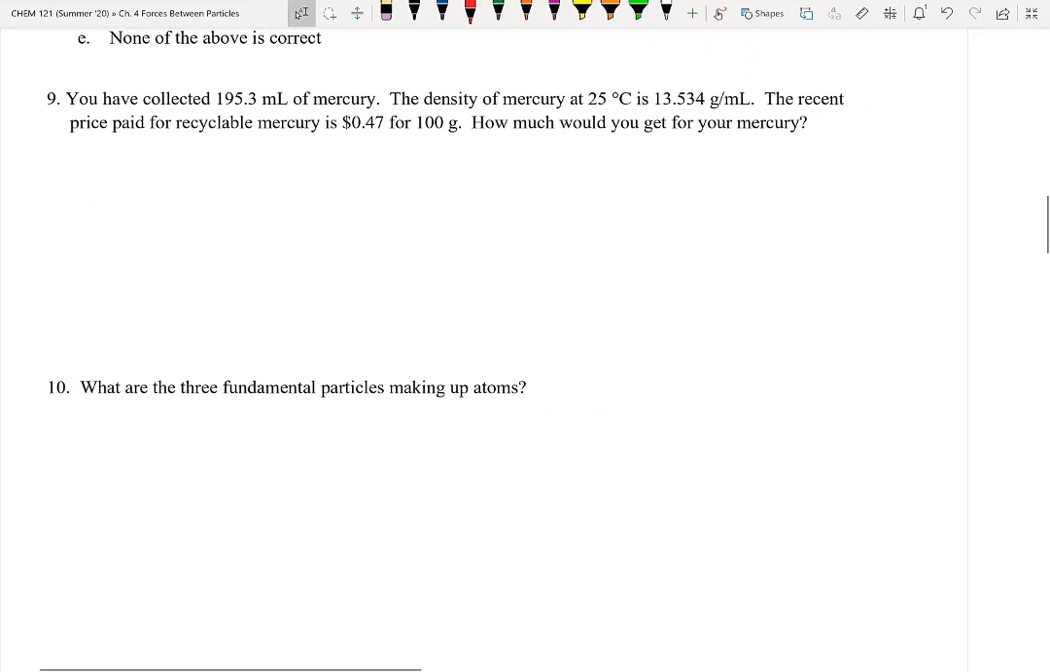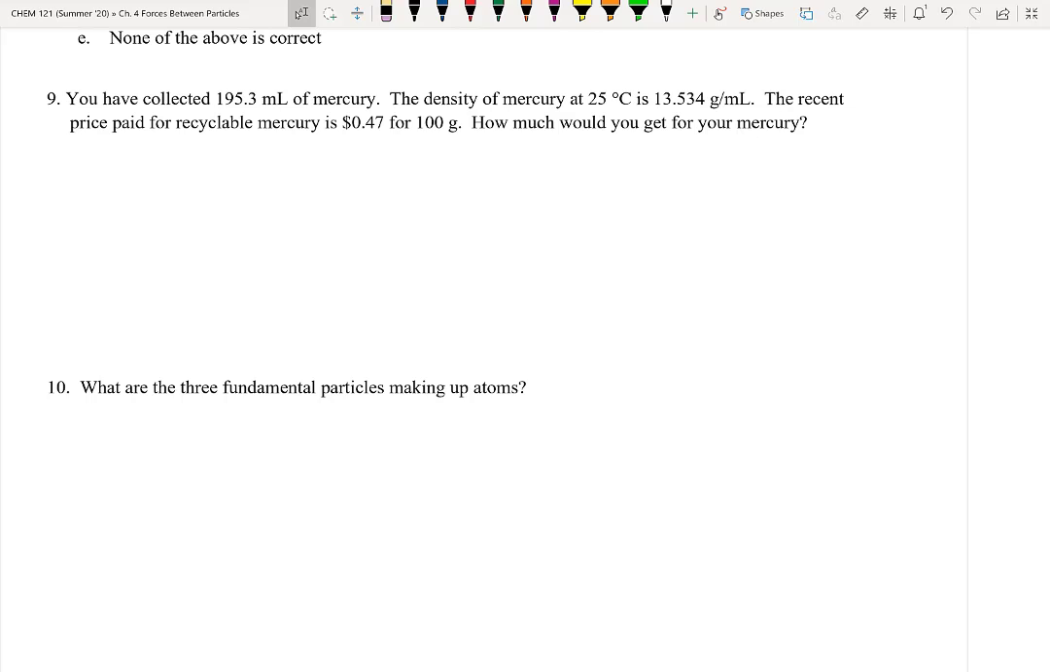All right, number 9, you've collected 195.3 milliliters of mercury, and it looks like this person's trying to sell it for 41 cents per 100 grams. How much would you get? All right, so this is a typical conversion problem, and a lot of times students are really uncomfortable with these because there's a lot of numbers and it's hard to know where to begin.